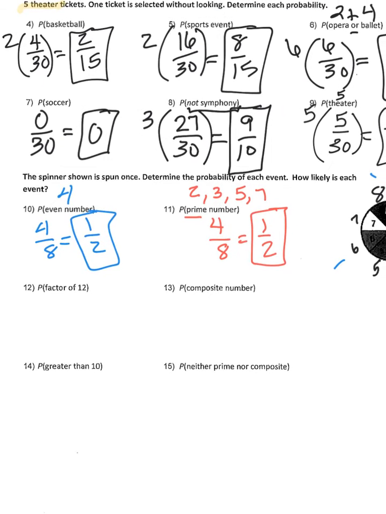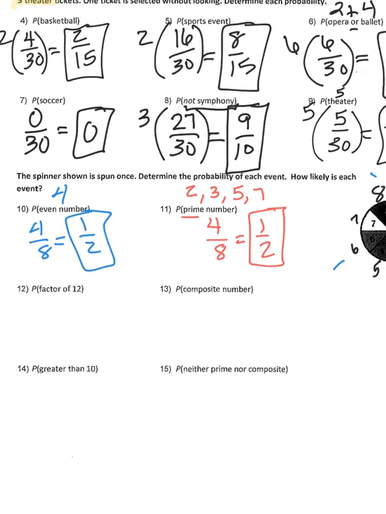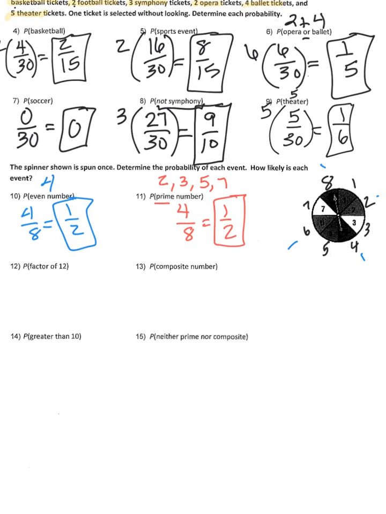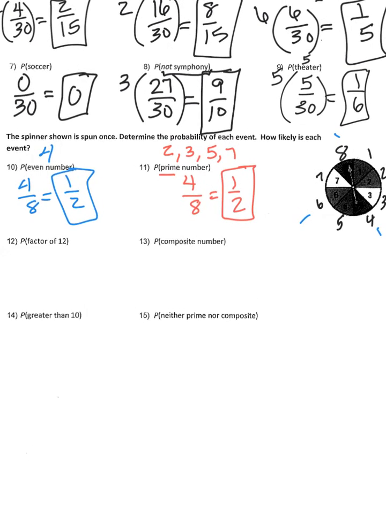Number 12, the factors of 12, the probability of landing on a factor of 12. So let's look at our wheel. The factors of 12 on here are, we've got 1, 2, 3, 4, and 6. So that's 1, 2, 3, 4, 5 numbers out of 8. And that's as low as we can make that fraction.